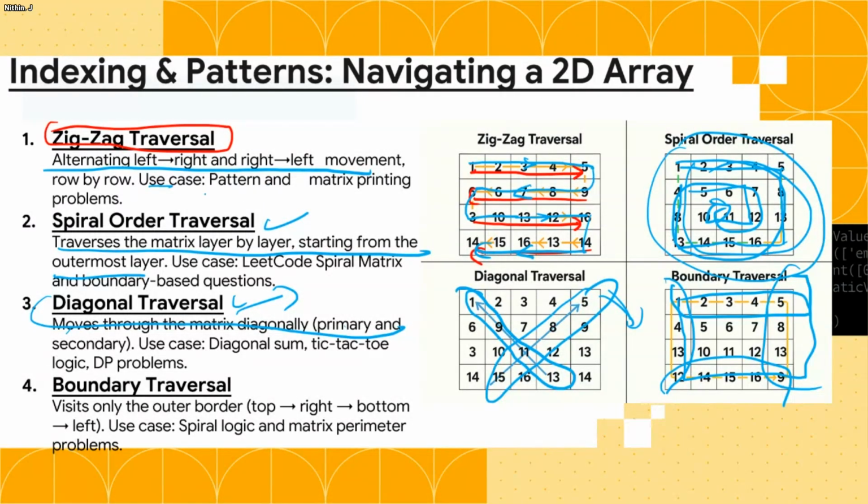So zigzag is mainly found in pattern matrix printing questions in LeetCode. Then spiral order is found in, like, there is a special question of spiral order in LeetCode, and boundary based questions. Then diagonal, though, you will find everywhere, like for solving a tic tac toe game, or finding elements in a Sudoku, or in chess. Diagonal traversal is most important out of all the traversals. And boundary is rarely used, but still it's good to keep it in your brains.